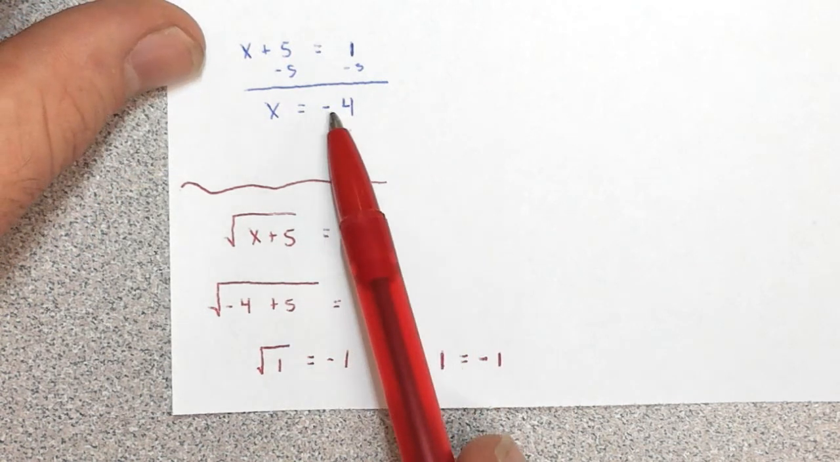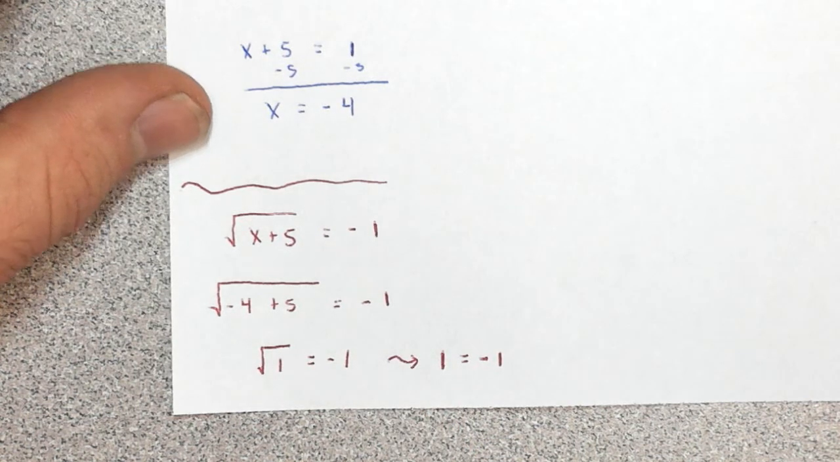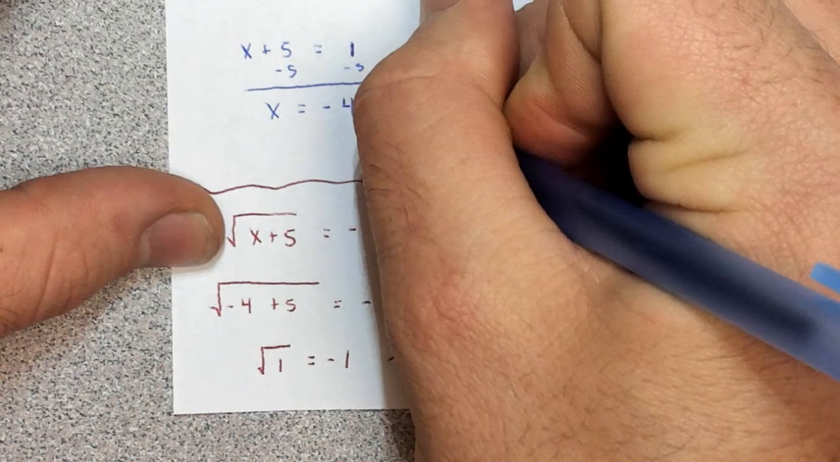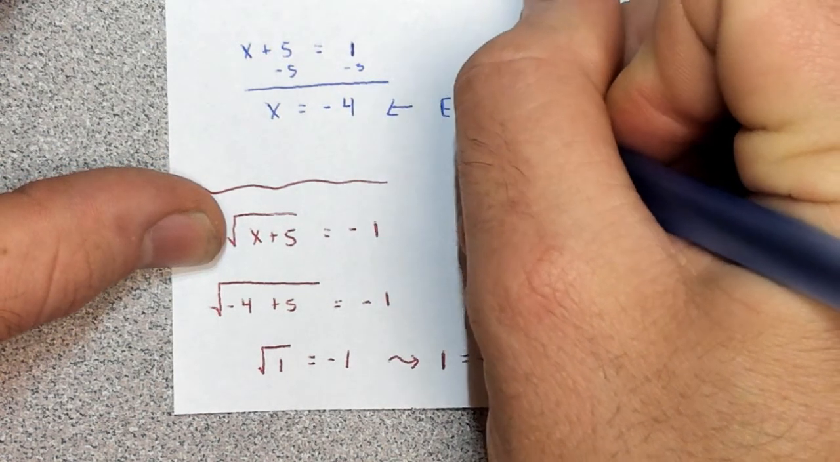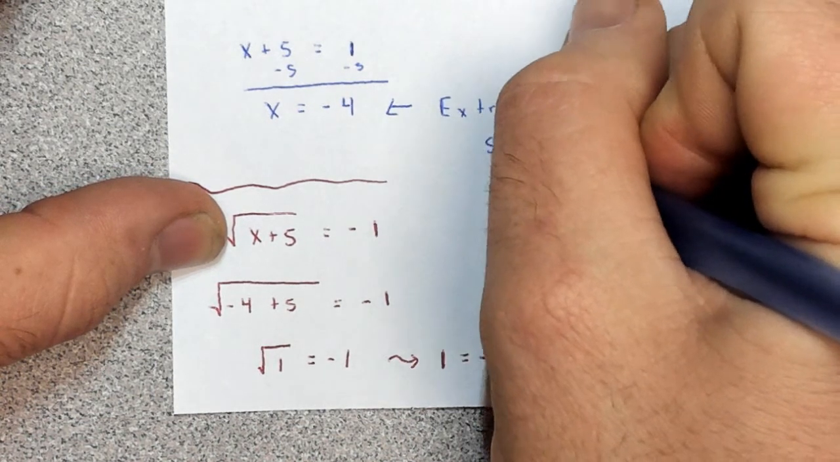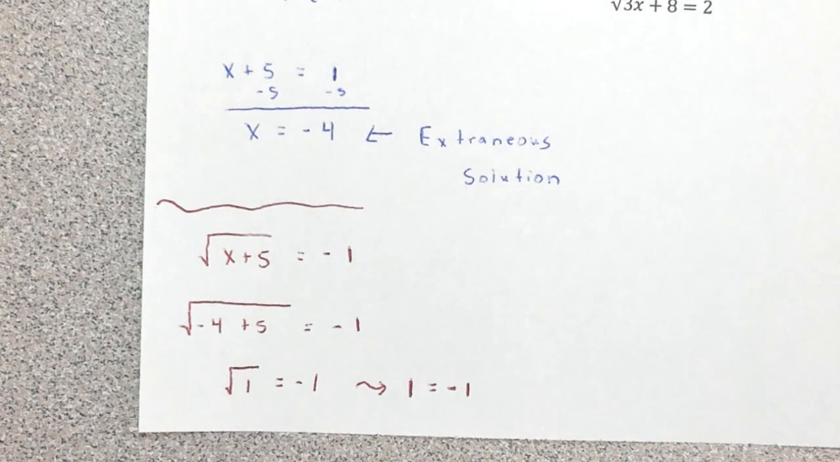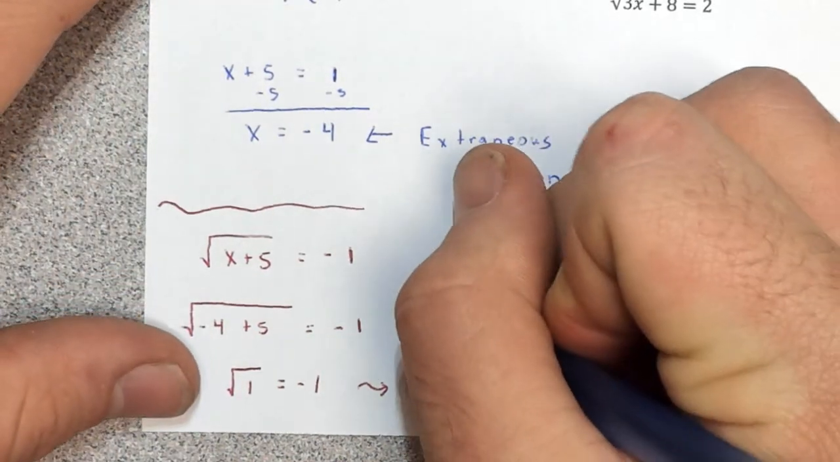Is that true? No. That is absolutely not a true statement. So is this -4 actually a solution? No. And it has a special name. We call this thing an extraneous solution. Extraneous solution just means it's extra. When I type it back in, it doesn't actually make my answer true. So if this doesn't make it true, what should I write as my answer? No solution. No solution.